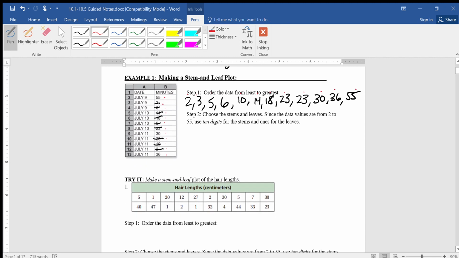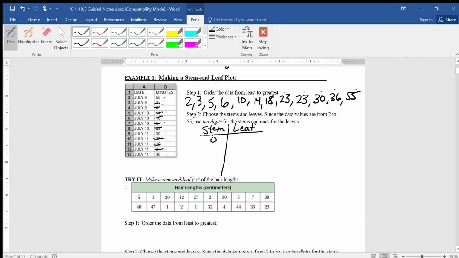So what do we want to count by? It tells us, since the data values are from 2 to 55, we're going to use the 10s digits for the stems and 1s for the leaf. So what does that look like? So here's our stem. Here's our leaf.